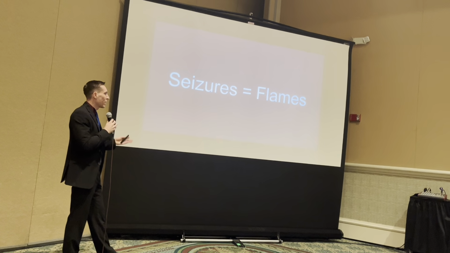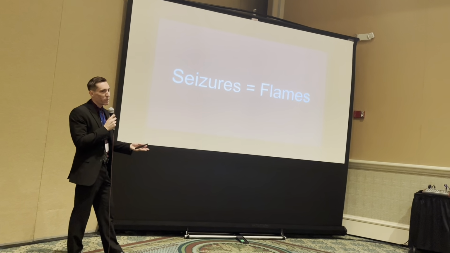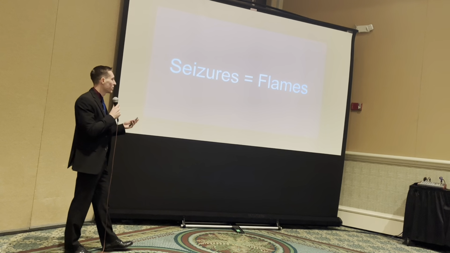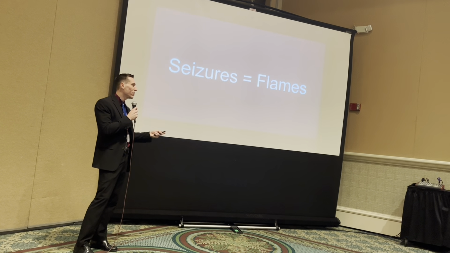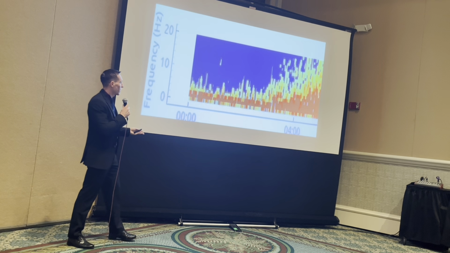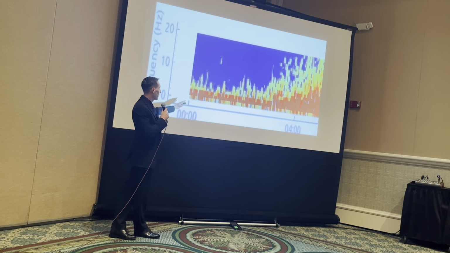Now, other than looking at the background, another important pattern to be aware of is finding a seizure. And seizures on quantitative EEG look like flames. Now in this patient, this is an abnormal patient in the ICU.